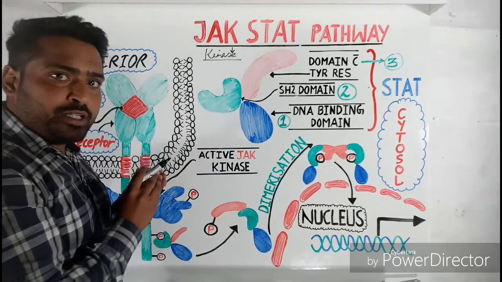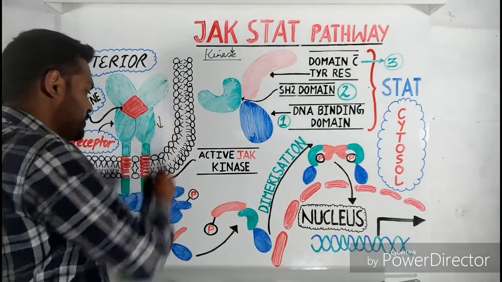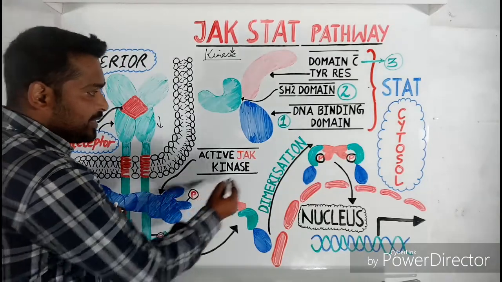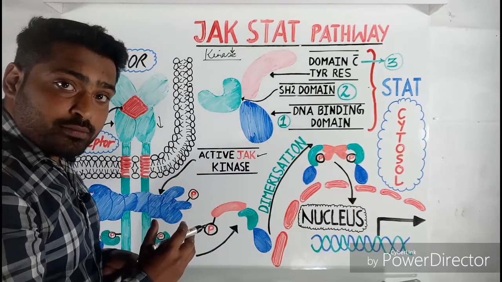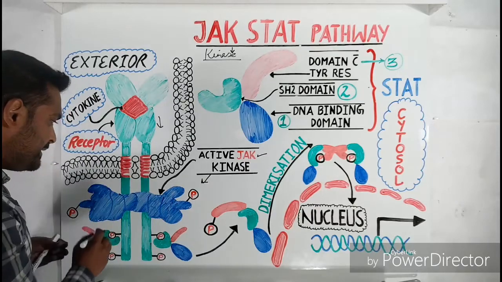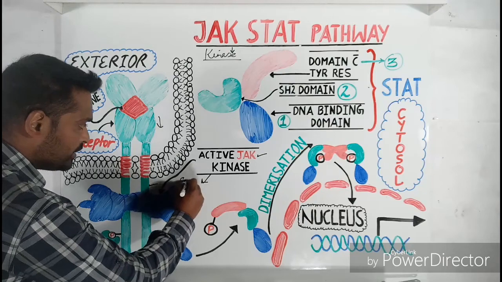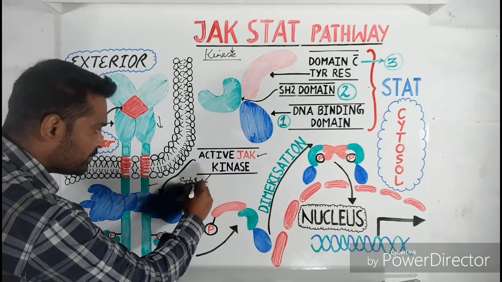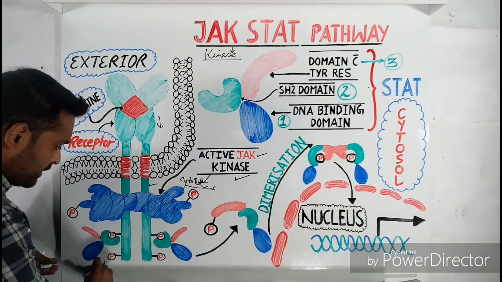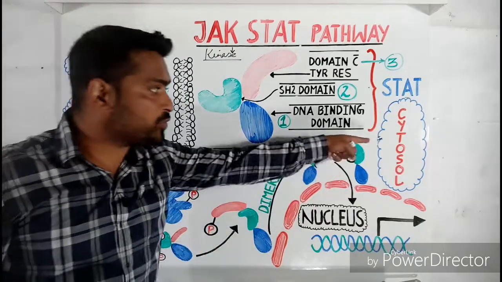Although they are different, their activation process, which starts from the ligand binding to the receptor and then activation of the associated enzyme, is the same. So when the enzyme, here the JAK kinase, is activated, what happens next? This enzyme would phosphorylate the tyrosine residues which are present on the cytosolic domain of the receptor. Now what is the purpose of these phosphorylated tyrosine residues? They bind to the proteins which are present in the cytosol.